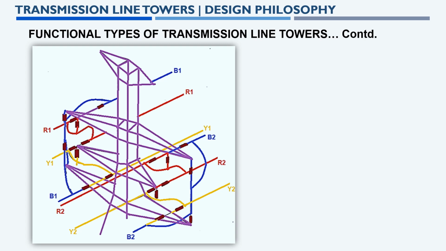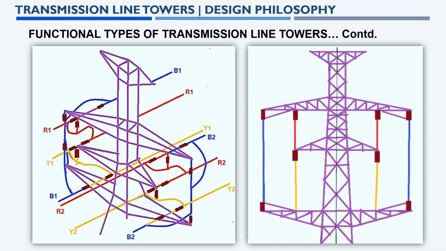So this is like a zigzag, the phase of the conductor moves on a rotational basis. You can see the other view, the elevation view, where red and yellow are connected in both top and middle cross arms, and the blue line is connected in the top and lower arm.